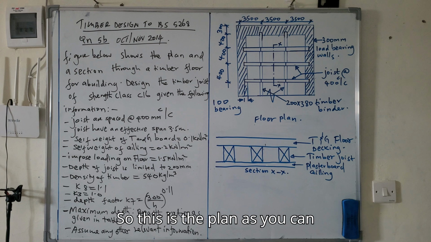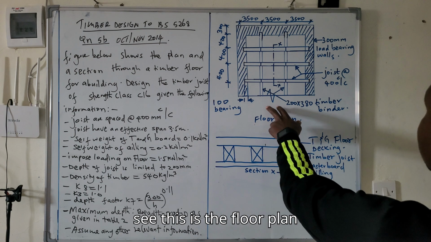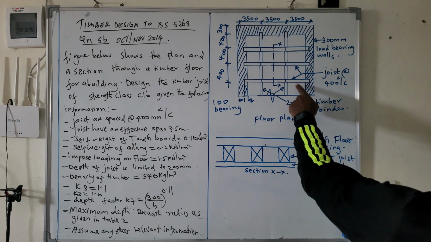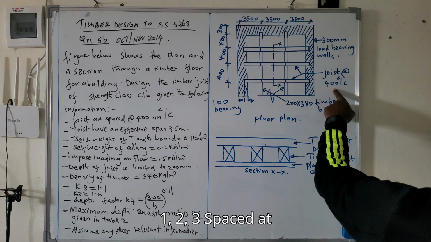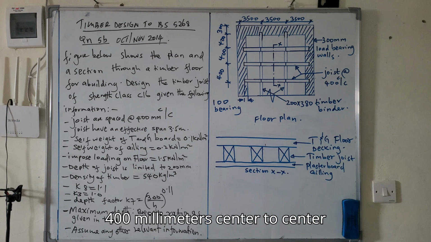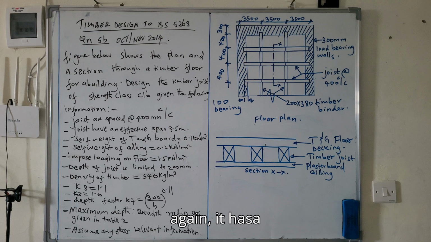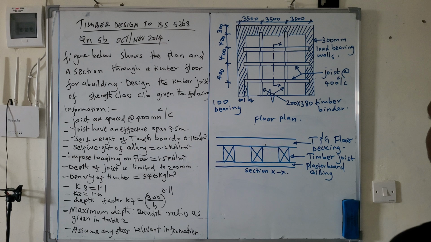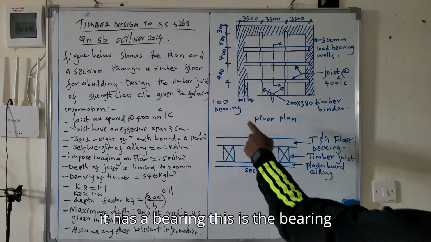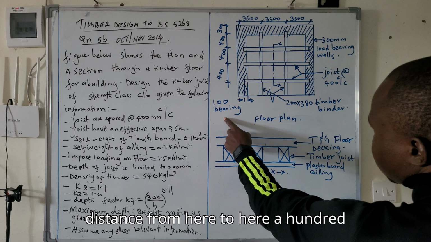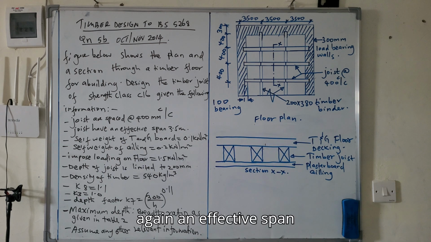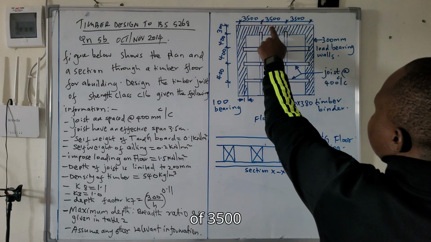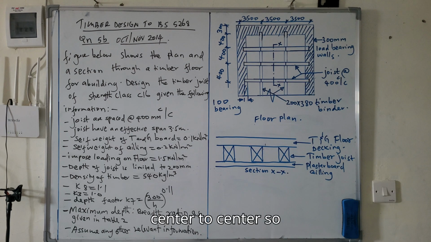So this is the plan. As you can see, this is the floor plan. It has joists. These are the joists, 1, 2, 3, spaced at 400 millimeter center to center. Again, it has a 200 by 380 timber binder. It has a bearing. This is the bearing distance from here to here, 100. Again, an effective span of 3,500 center to center.